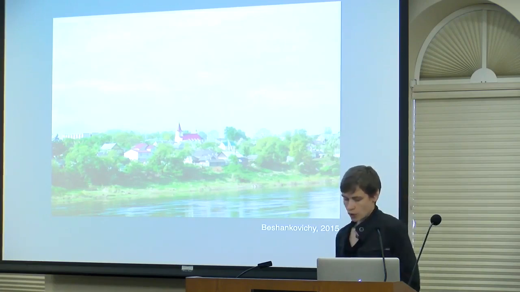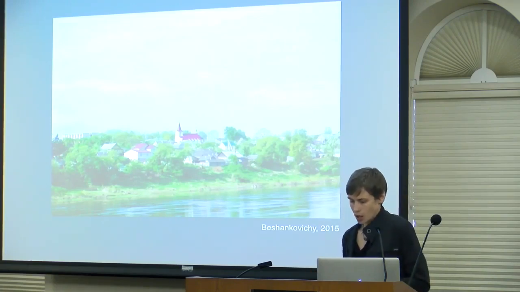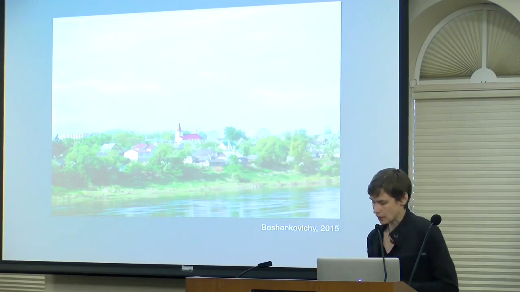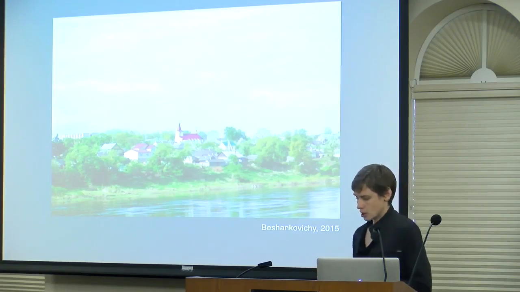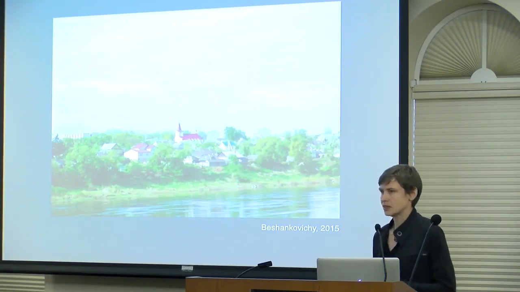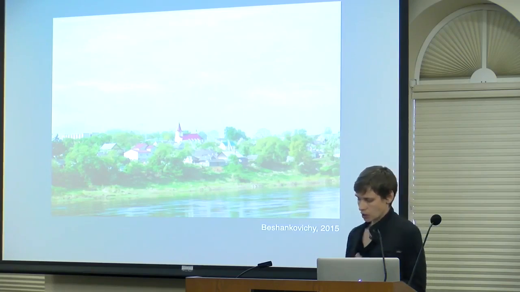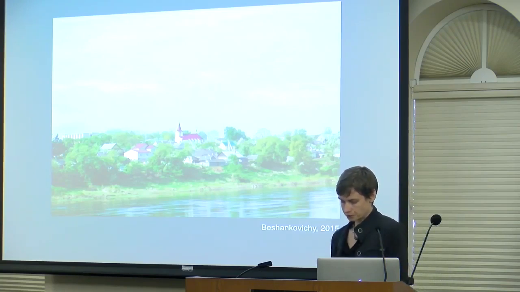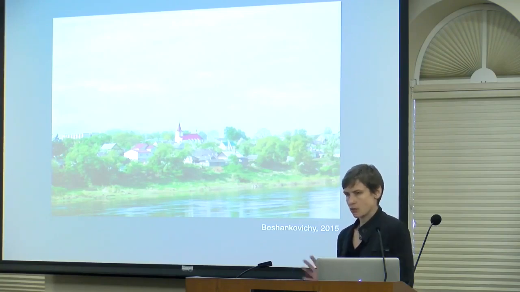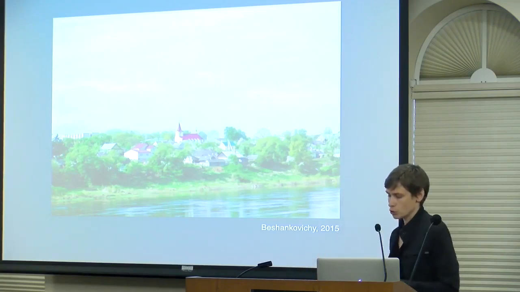So Beshankovichi was what one might call a shtetl. In 1897, over 71% of the population was Jewish. After the Russian Revolution in 1917, many Jews, especially younger ones, left the town, moved to the larger capitals, so that by the late 1930s, actually only around 16% of the population was Jewish.